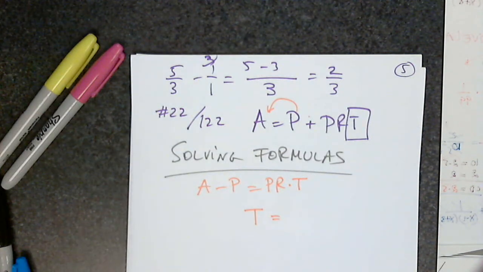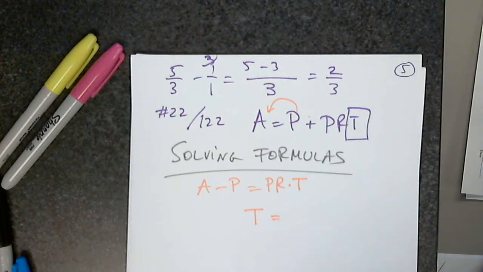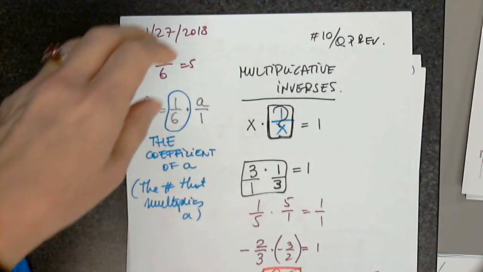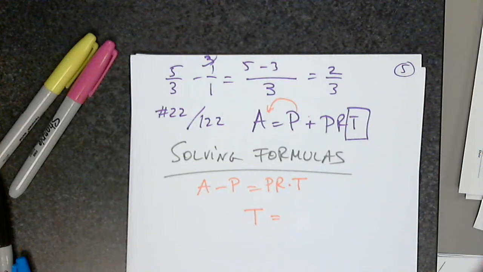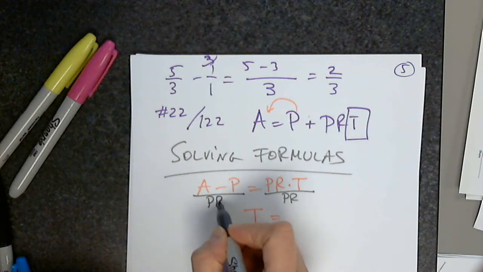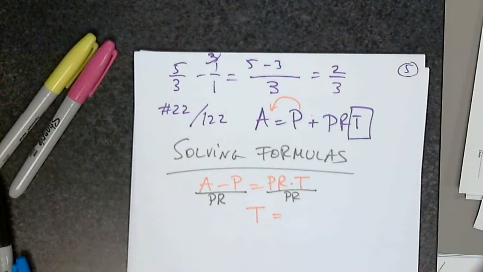What am I trying to get rid of? And that's where my little notebook with my concepts comes in. I'm trying to get rid of something in front of T. How is that called? The coefficient of T. Good. How do I get rid of the coefficient of T? Divide both sides by PR. Exactly, by the coefficient of T. You can write this if you want. PR over PR. Yes, remember we can simplify only.